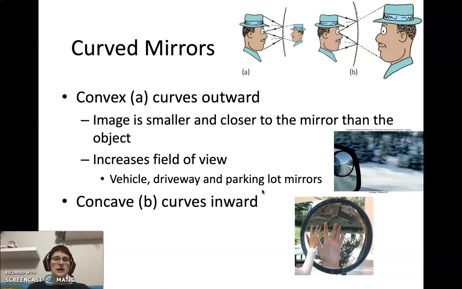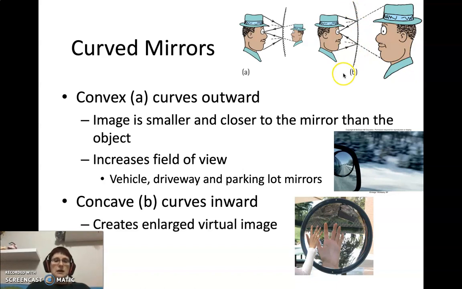The other one is a concave mirror. This is B, it curves inwards. It's the opposite. So it ends up creating an enlarged virtual image. We often see these in shaving and makeup mirrors so that we get a larger image of what we're looking at.